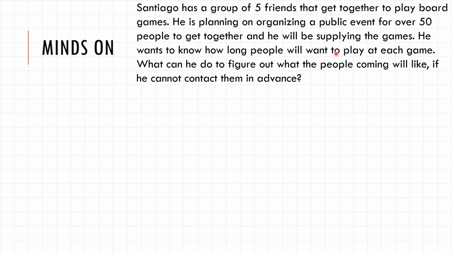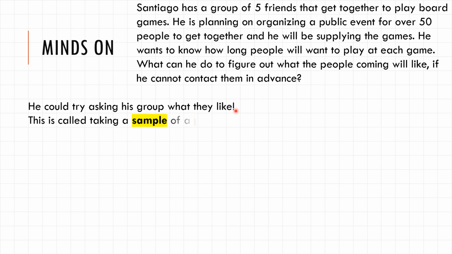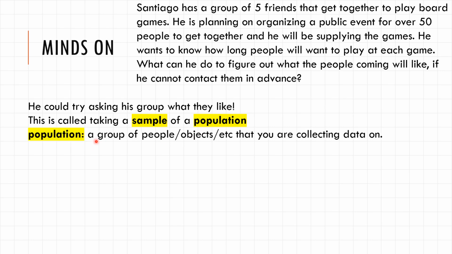One thing he can do is he can start to just ask his 5 friends. He can ask his little group, what do they like? This is called taking a sample of a population. What is a sample? What is a population? A population is a group of people or objects or whatever that you are collecting data on.